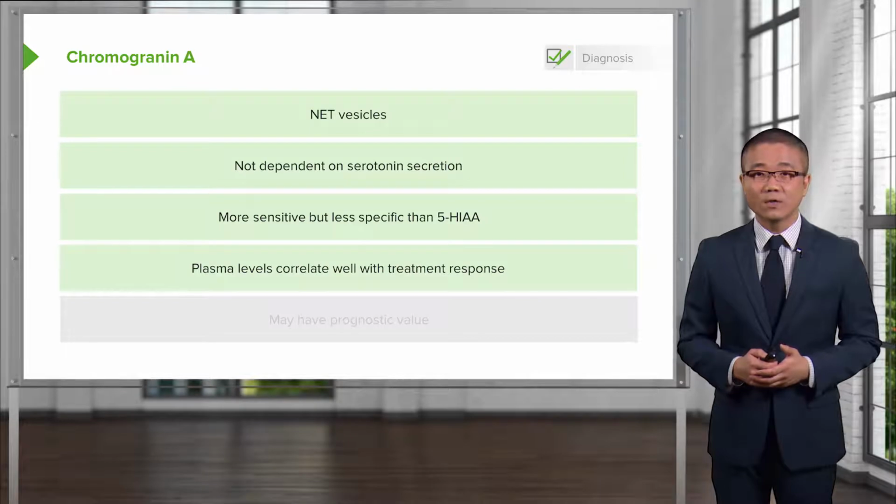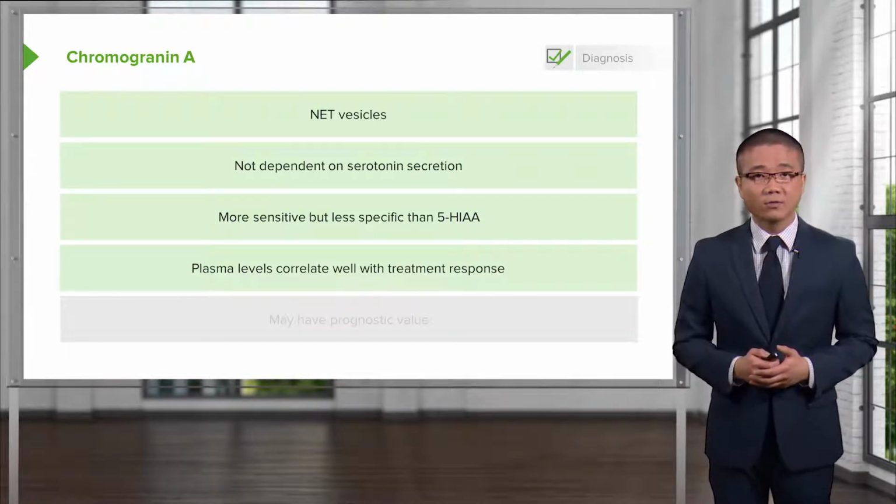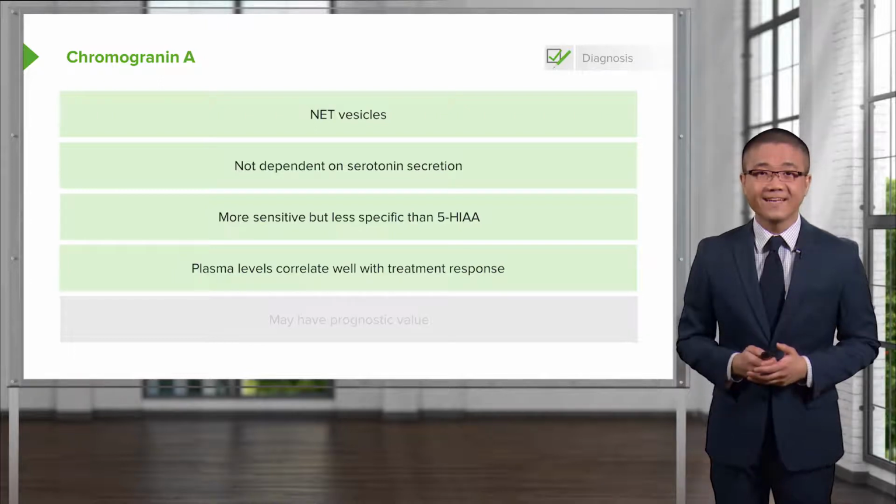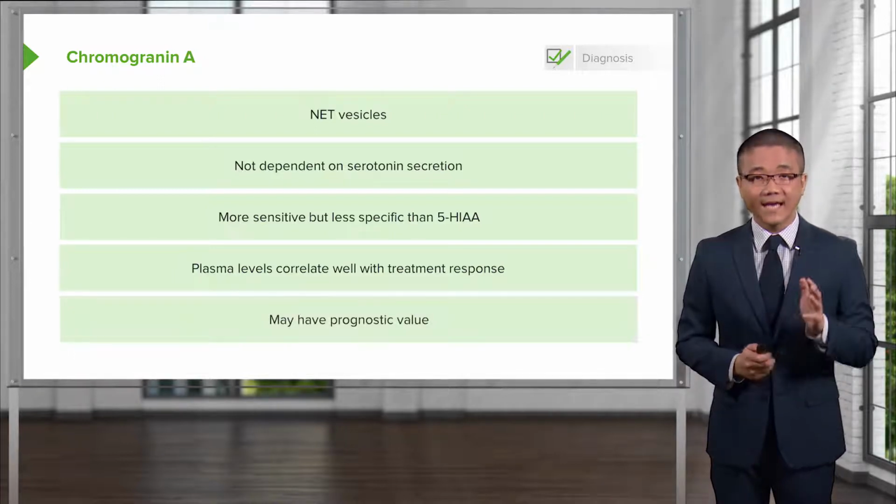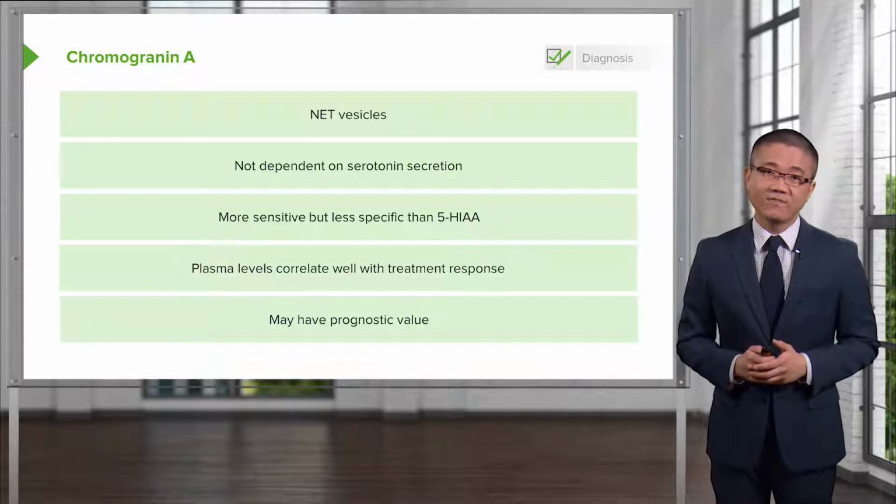Plasma levels correlate well with the treatment response. It's important after treatment of neuroendocrine tumors to follow the chromogranin A level. And it may have prognostic value.